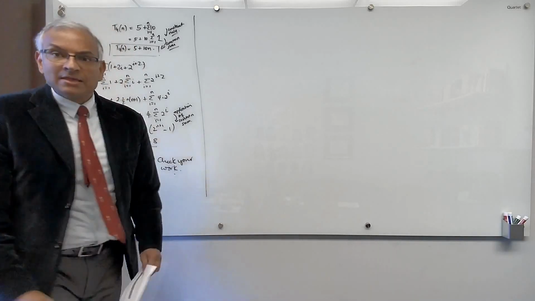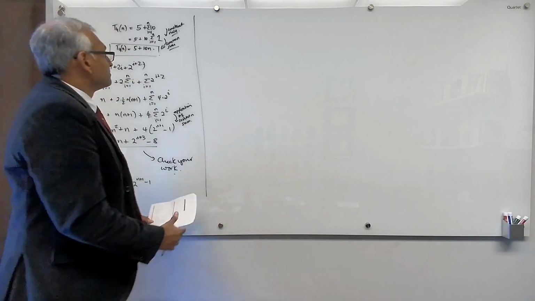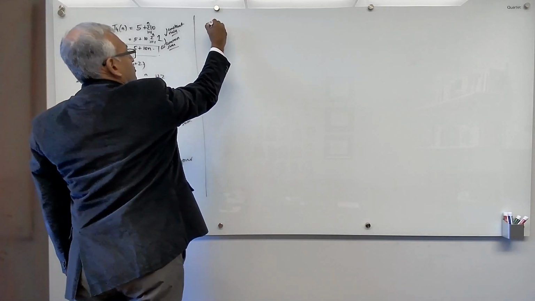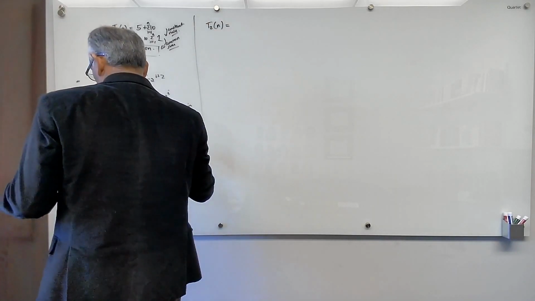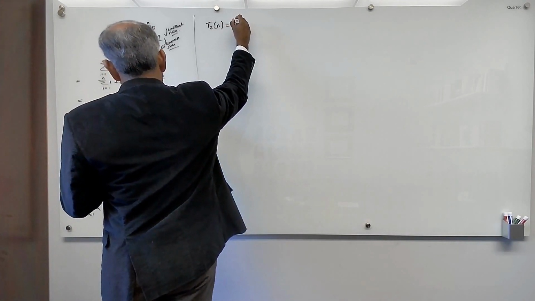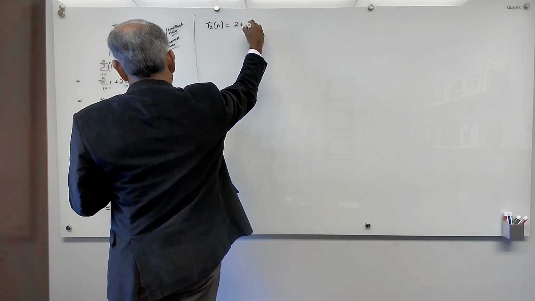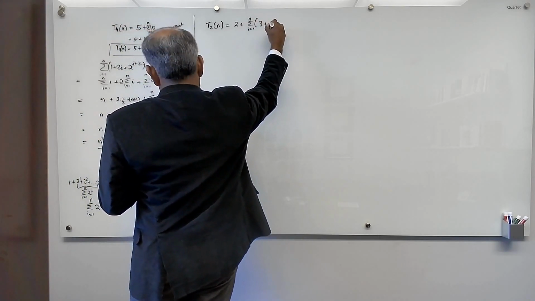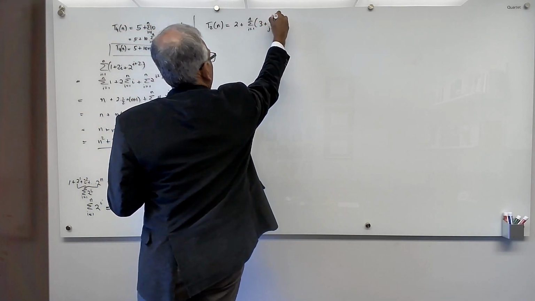Let's compute T4. Sorry, we've computed T4. Let's compute T2 of n. So what was T2 of n? T2 of n was equal to 2 plus the sum from i equals 1 to n of 3 plus the sum from j equals i to n of 6.